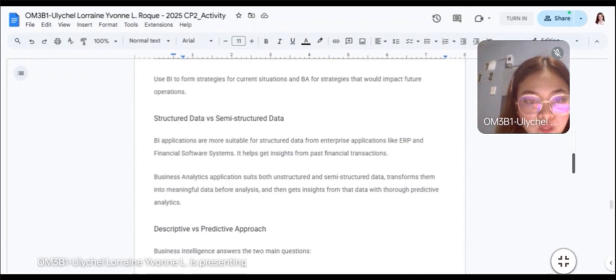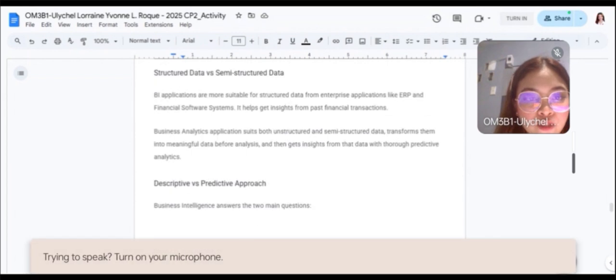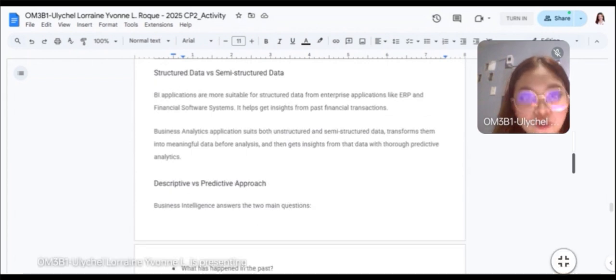Structured data versus semi-structured data. BI applications are more suitable for structured data from enterprise applications like ERP and financial software systems. It helps get insights from past financial transactions. Business analytics applications suit both unstructured and semi-structured data, transform them into meaningful data before analysis, and then get insights from that data with thorough predictive analysis.